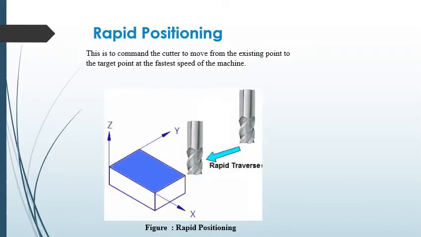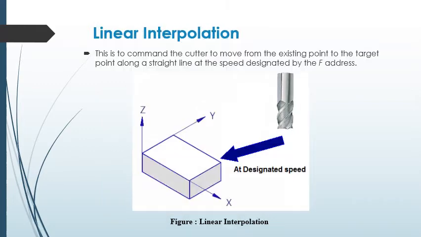Next term is rapid positioning. This is the command used to command the cutter to move from the existing point to the target point at the fastest speed of the machine. Whenever we need to move the cutting tool at very fast speed, we use this command so that it can go fast to the desired location.